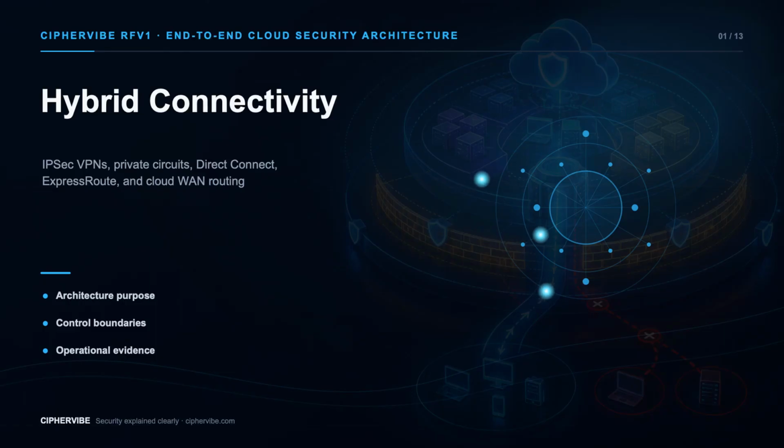Hybrid connectivity links cloud environments to offices, data centers, partners, and edge sites. Its main security challenge is preventing a fast private path from becoming a broad, invisible trust channel. We will connect its purpose, design boundaries, implementation path, failure modes, and evidence of effectiveness.